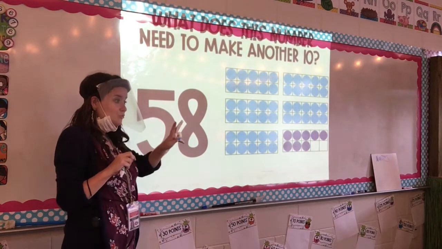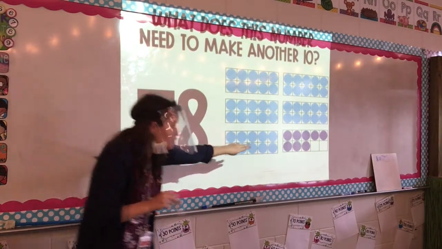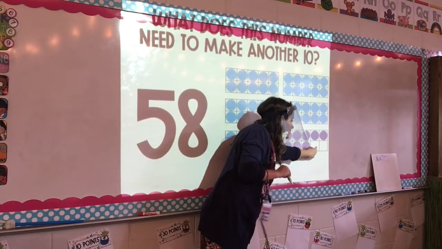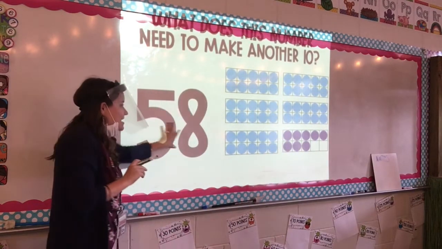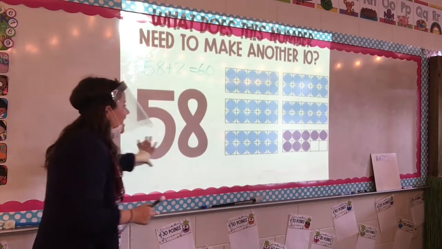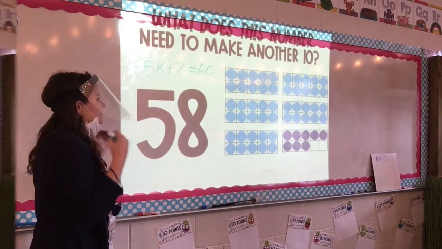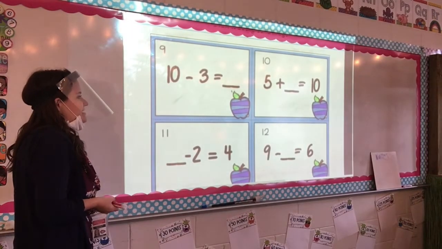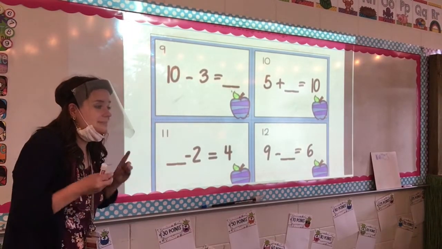58 needs 2 to make 10. It still needs 2. I still have 2 blanks. But what would that next 10 be? So 58 needs 2 to make the next 10. Let's try these. Now remember, these can be very tricky.